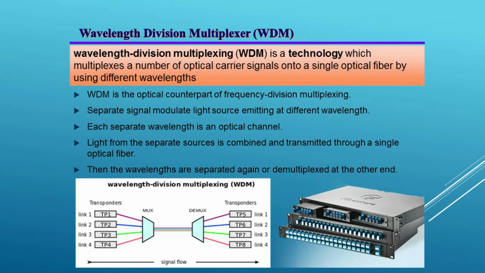Wavelength Division Multiplexer WDM. Wavelength Division Multiplexing WDM is a technology which multiplexes a number of optical carrier signals onto a single optical fiber by using different wavelengths. WDM is the optical counterpart of frequency division multiplexing. Separate signals modulate light sources emitting different wavelengths. Each separate wavelength is an optical channel. Light from the separate sources is combined and transmitted through a single optical fiber. Then the wavelengths are separated again, or demultiplexed, at the other end.